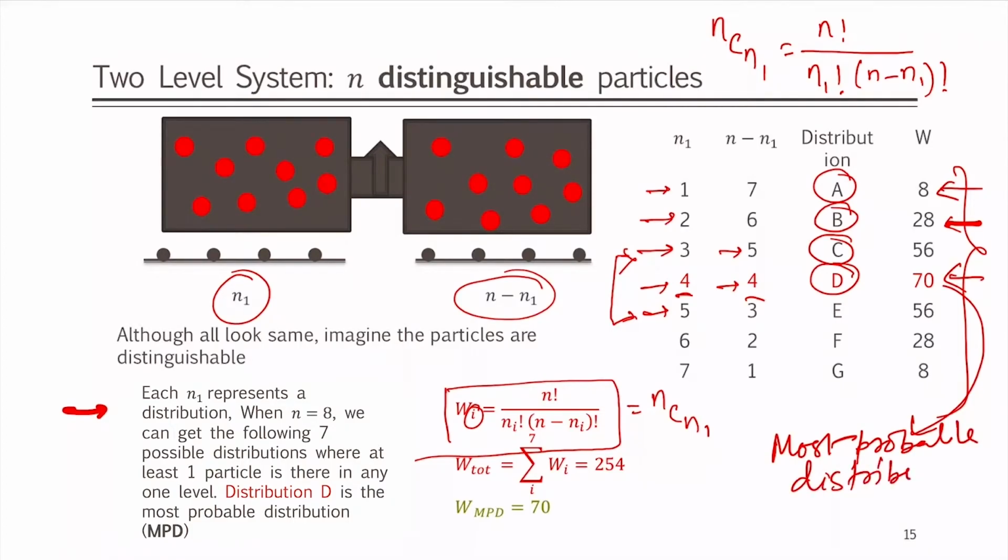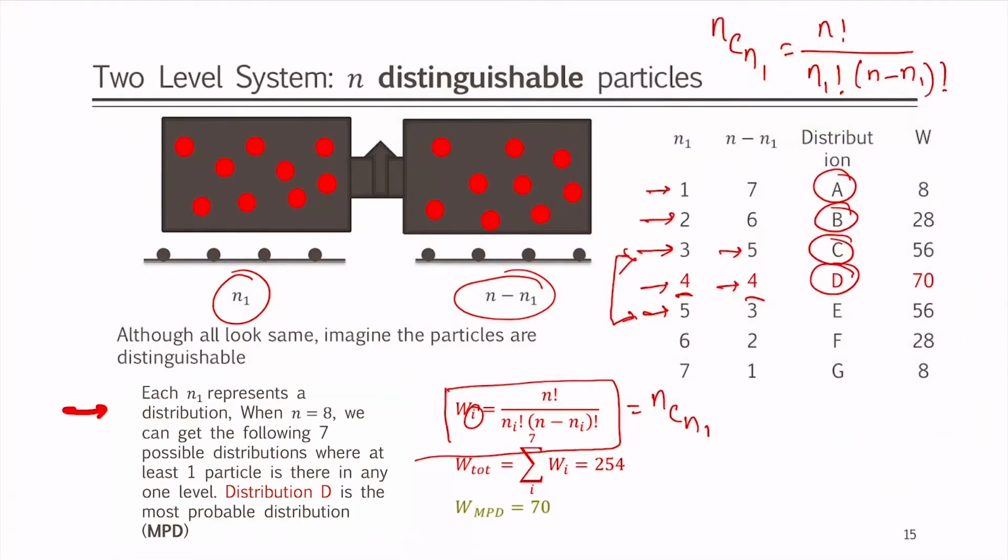Why is it most probable? Because we can calculate the probabilities associated with each distribution. What will be that probability? Let us say I calculate the probability of D. Probability of D will be 70 divided by the total number, which is 254. So, that is the probability of D. What is the probability of A? It is just 8 by 254. So, if you see, distribution D is most probable. That is why it is called the most probable distribution, where half the particles are on one side and half on the other side.